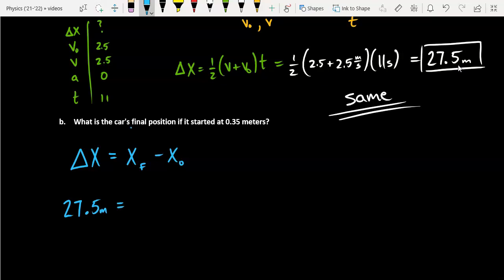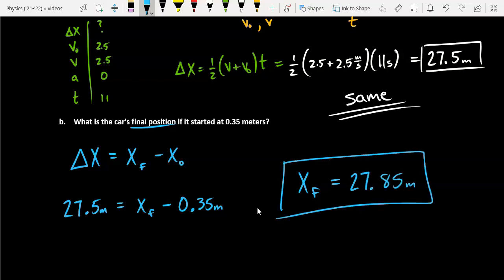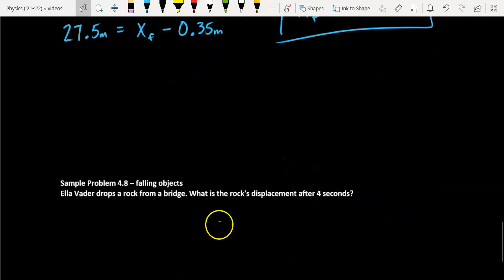And we're trying to find the final position, so I don't know what that is. But I know it started at 0.35. So right there, there's a little algebra problem for us to solve. How far did it go? Or where did it finish, right? So if I solve for that, I can add 0.35 to both sides and get the final position as 27 point... Hope I did that mental math right. All right. Cool. We got one more.